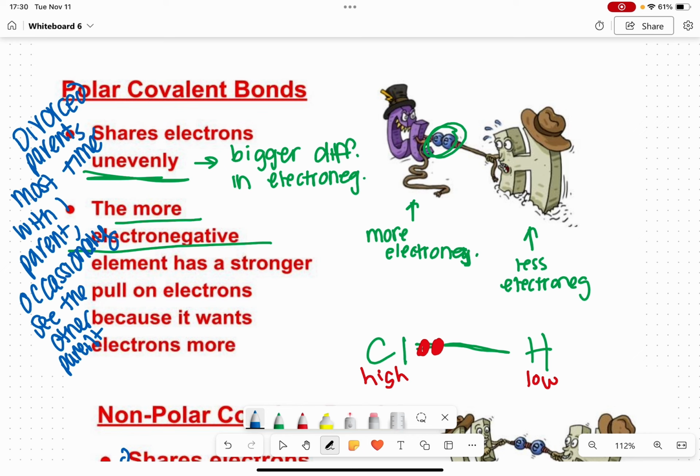And like we discussed in class before, ionic transfer is like where you only ever live with one parent. The other parent just transfers the custody to the one. That's just like the electrons. So it's a weird comparison to talk about bonds and divorced parents, but it's an easy way for you to remember how they share and what they do with their electrons.